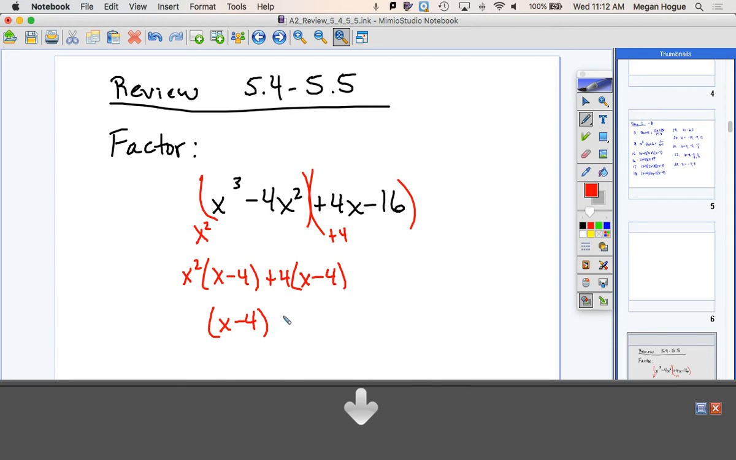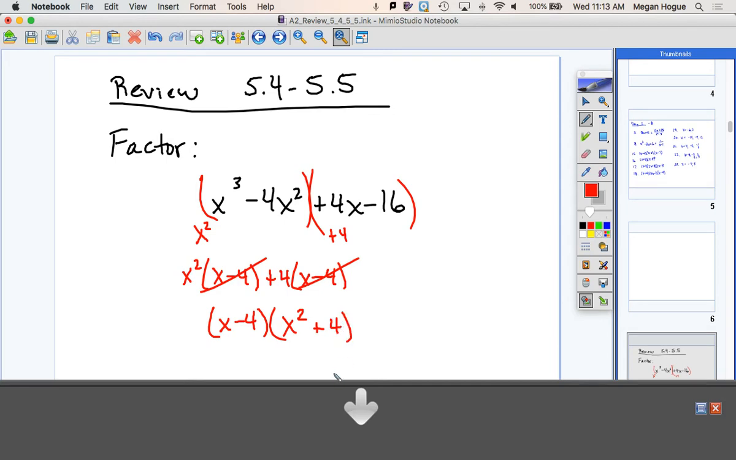Remember, we don't square that. Just like when I pulled the 4 out as a GCF, I didn't square the 4. I don't square the x minus 4. People like to just because I think they see the 2 of them a little bit easier. But I don't square it. Cross it off. I'm left with x squared plus 4.